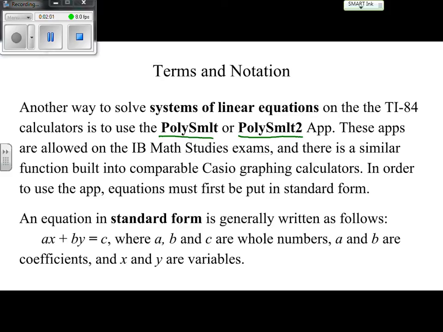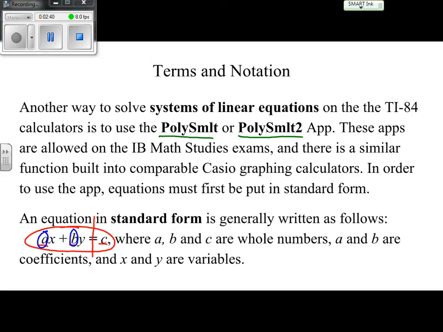Now, in order to use the PolySmlt app, you need to get the equations in standard form. We looked at this a couple of videos back, but we need to have a coefficient a in front of our x, and that could even be 1 if x is by itself. We need a coefficient b in front of y, and they all need to be on one side of the equal sign, and then a constant, or c, on the other side, and that would be the number that is not attached to a variable at all. Generally in standard form, the a and the b terms are whole numbers, but in our case they don't have to be whole numbers. We just need to make sure that we get them to one side and that the c is the constant on the other side.